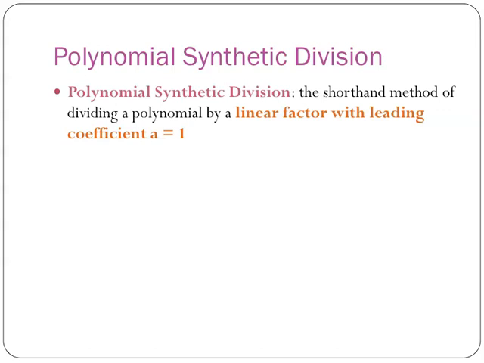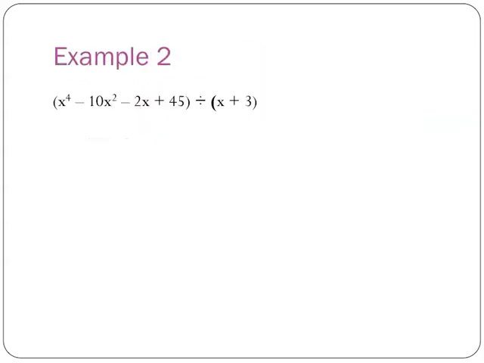This shorthand method only works if you're dividing by a polynomial that's a linear factor, so x to the first, with a leading coefficient of 1, so it's not going to be like 2x minus 1, for example. It would have to be dividing by x plus 3, x minus 2, x plus 7. Any of those would be fine. Let's do an example. So we have x to the fourth minus 10x squared minus 2x plus 45 divided by x plus 3. So we're dividing here by a linear factor, right? It's x to the first, and the leading coefficient is 1, right? That's a 1 in front of the x.